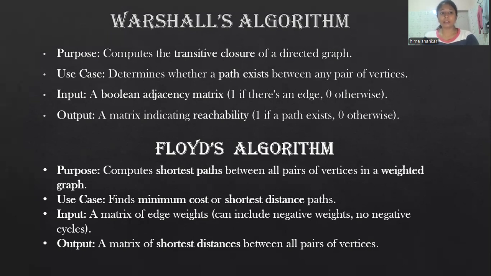Floyd's algorithm purpose: it computes the shortest path between all pairs of vertices in a weighted graph. Use a minimum spanning tree for the shortest distance path. Input: a matrix of edge weights, which can include negative weights but no negative cycle. Output: a matrix of shortest distances between all pairs of vertices.